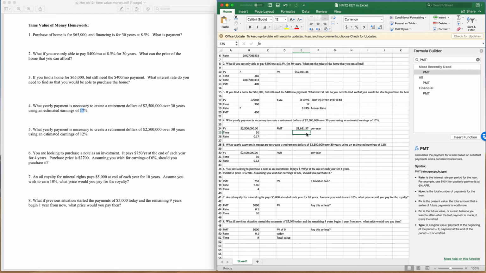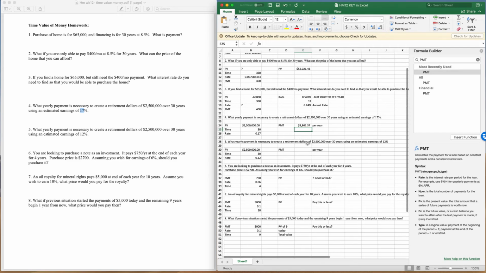If you don't have 30 years to do this, in fact, let me leave that in there. If you don't have 30 years, I can go tweak that. Let's just say, what does it look like at 25 years? Well, you'll see 3,800 jump to 8,500, quite a bit more. So time is an important part to retiring. All right, let's go to the next one.